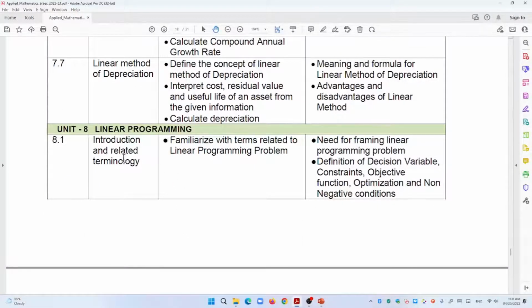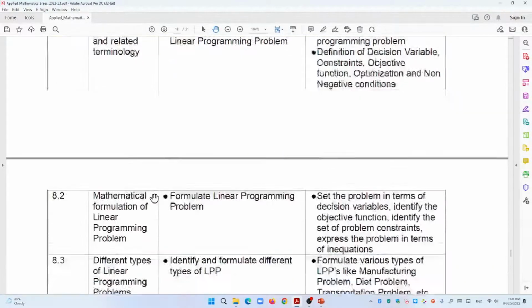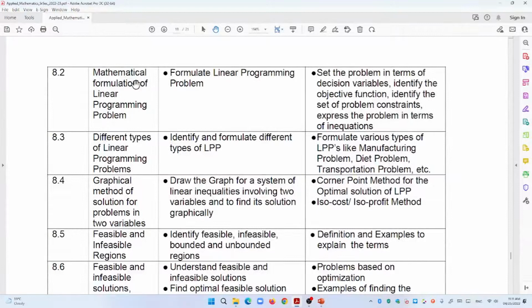Under that we have introduction and related terminology, where we have to familiarize with the terms related to linear programming problem. It is in short form known as LPP. Then we have mathematical formulation of LPP, different types of LPP. Here we will see various types of linear programming problems like manufacturing problem, diet problem, transportation problem, and so on.